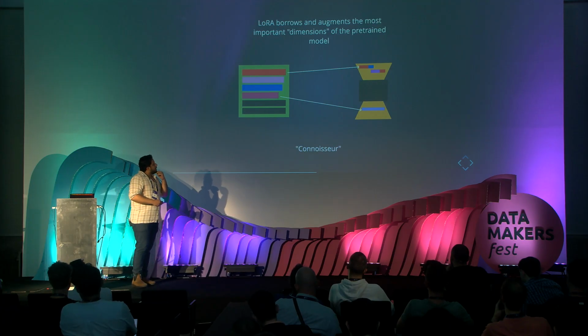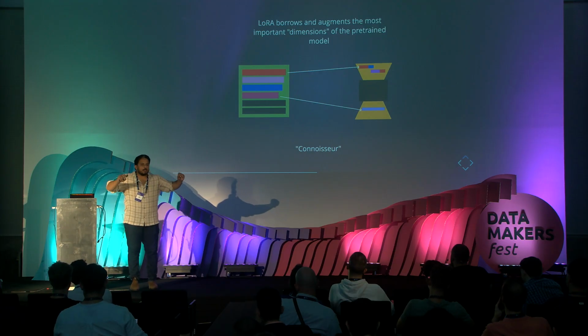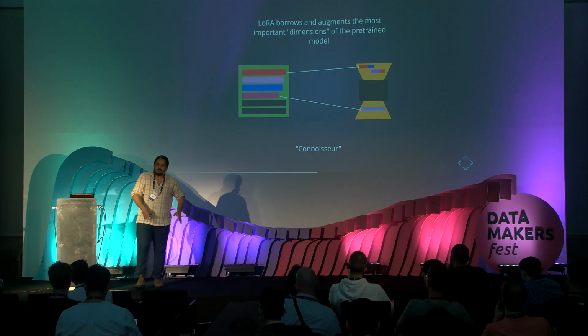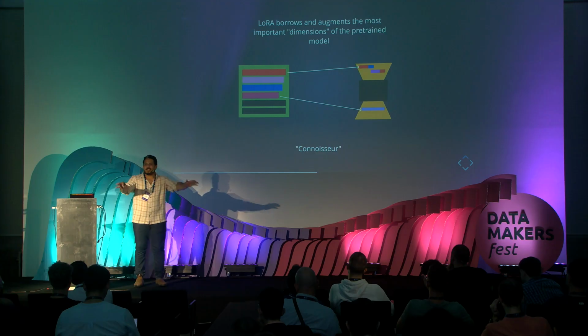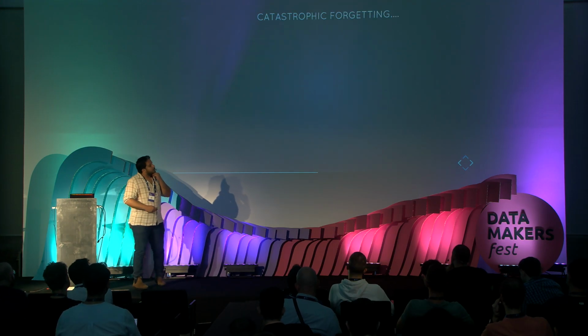So let's call this the connoisseur property of LoRA. It's able to choose and select and keep in its pocket what it needs the most. Nothing else is important for itself. Yeah? Okay, but catastrophic forgetting.